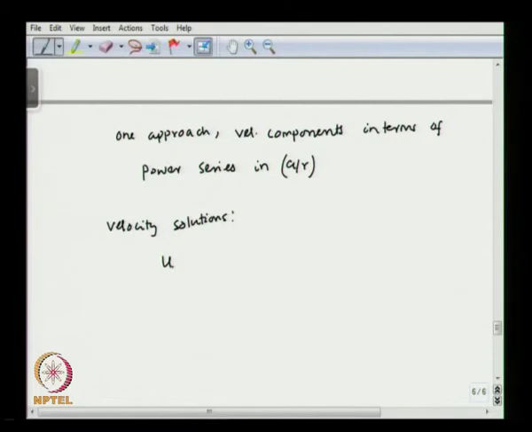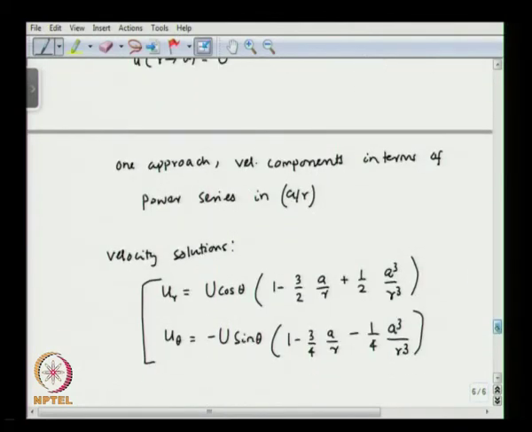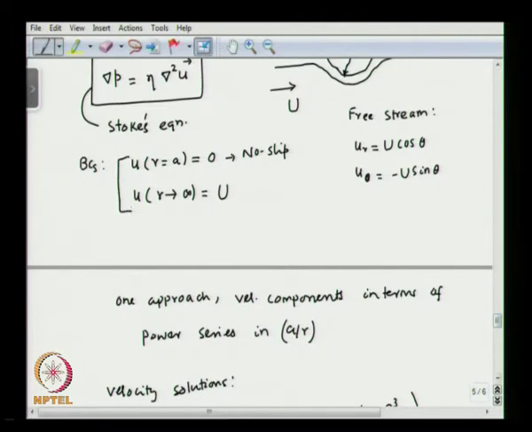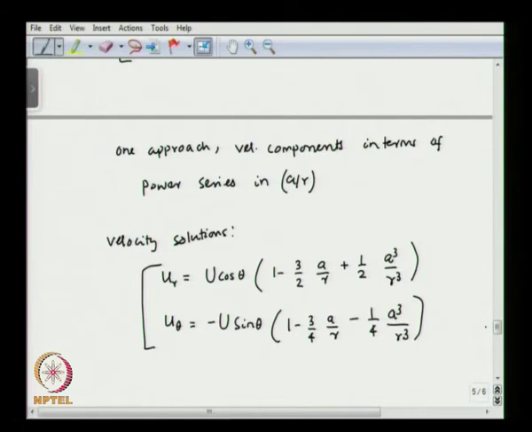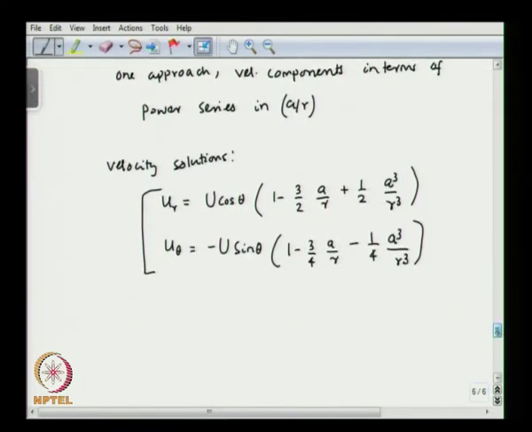in power series, U_r will be equal to U cos theta into 1 minus 3 by 2 A over R plus half A cube over R cube, and we can write U_theta is going to be minus U sin theta into 1 minus 3 by 4 A over R minus 1 by 4 A cube over R cube. So, if you look at these two components, you will see that these satisfy the boundary conditions. Okay. When R equal to A, both these components will vanish, and if you use the condition R tends to infinity, the velocity is going to be the free stream velocity, right.